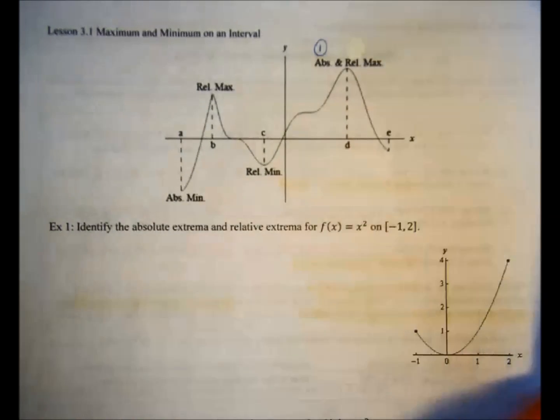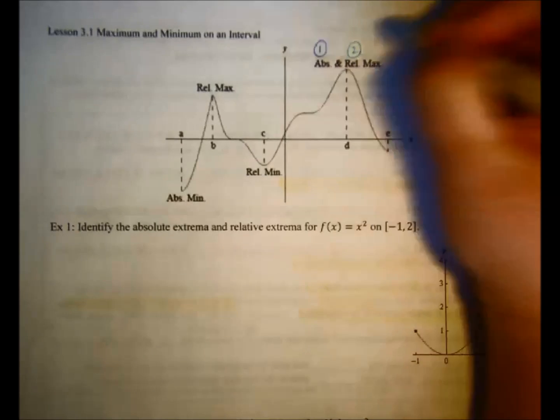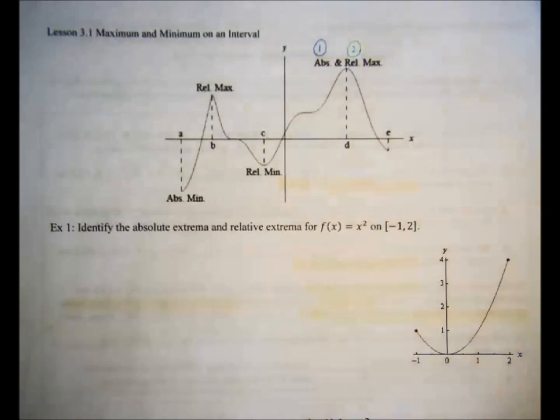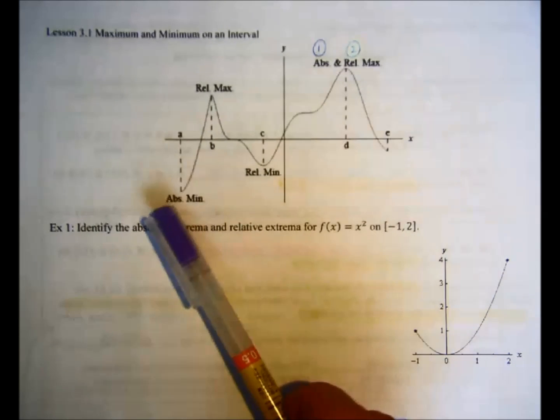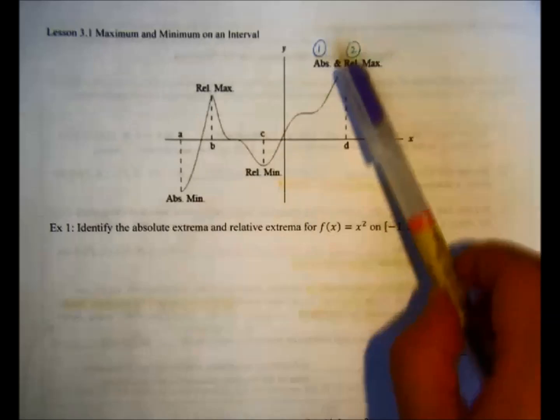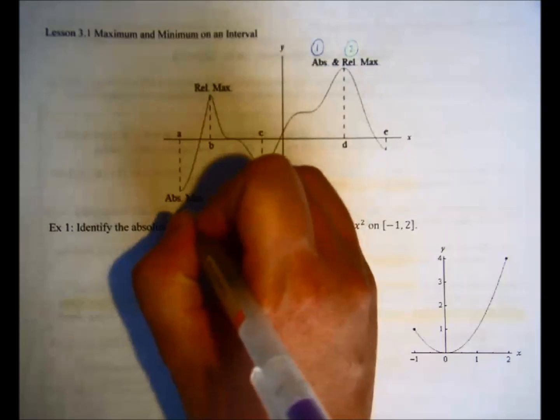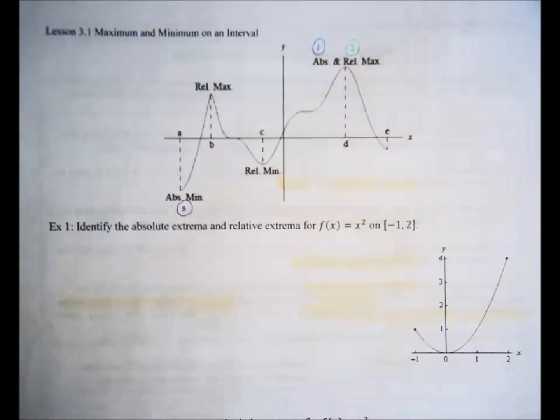Sorry, this should be 2 and light blue for relative maximum. Okay, so here we go, absolute minimum at point x equals a because it is the lowest point on this entire function. So that would be condition number 3.